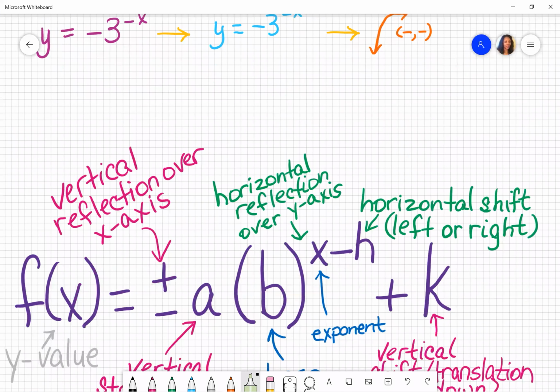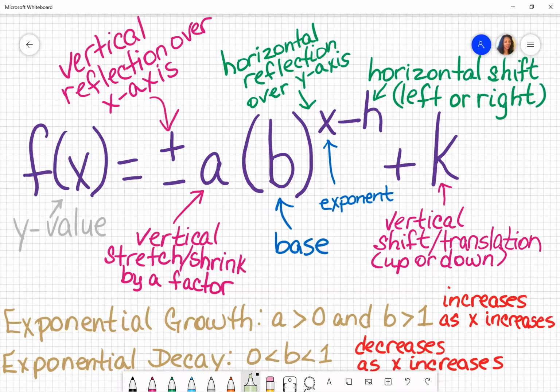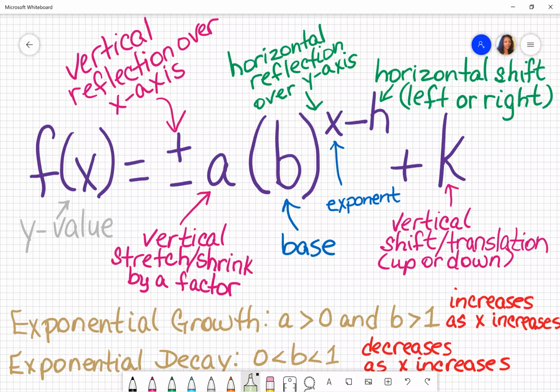The next portion, you've seen something like this in my other graphing videos where there's transformations taking place. The only difference is it is an exponential function. My f of x is still my y value, meaning that it may say y equals. The sign in front of my a tells me whether or not there's going to be a vertical reflection over the x-axis when I'm graphing. A is the number that tells me if there's going to be a vertical stretch or shrink. If I'm asked by what factor, it's whatever that number is.